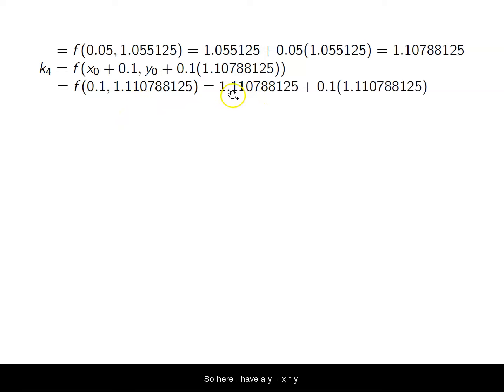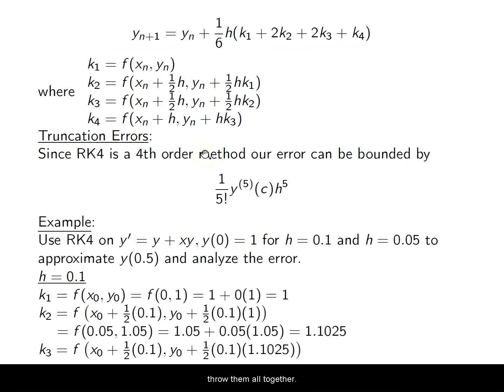Okay. So here I have y plus x times y. So that's 1.2218669375. So now I got K1, K2, K3, and my K4. So I'm going to take those 4 values and I'm going to throw them all together into this equation here to get my next approximation, right? So I haven't finished my first approximation. I just found the pieces I need in order to find that approximation.